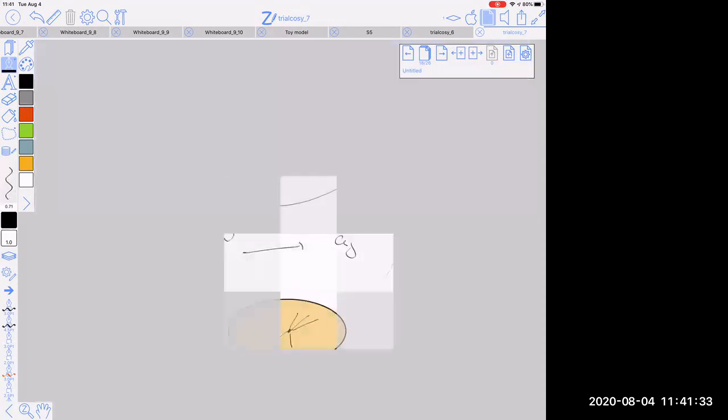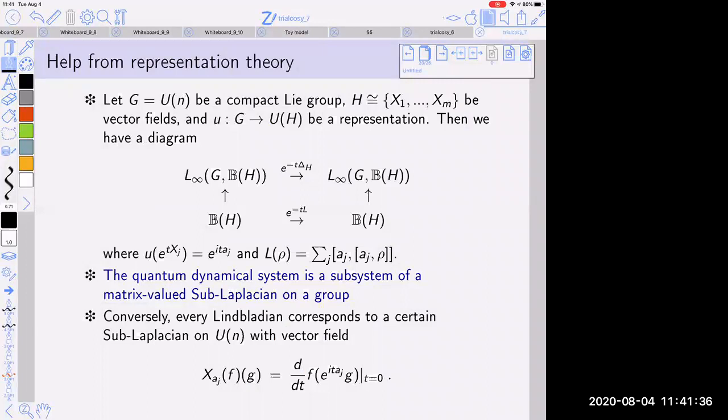And then the help we get from representation theory is that the quantum dynamical system is a subsystem of a matrix valued sub-Laplacian on a group. So in other words, if you want to understand Lindbladians, you just can find a group, understand the heat analysis on this group, and then go back and deduce all the properties you want from understanding this commutative system, right? A group with certain classical interaction. But in order to do so, you have to do this with matrix valued coefficients, because these matrix coefficients are used in this diagram, which I'm not writing down very explicitly here.